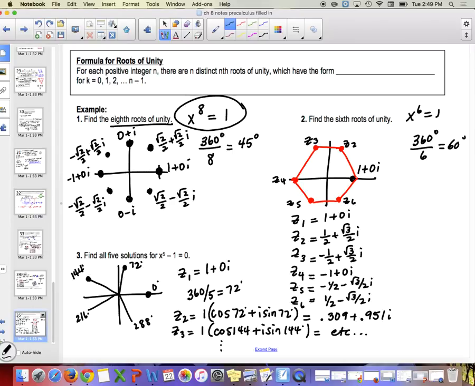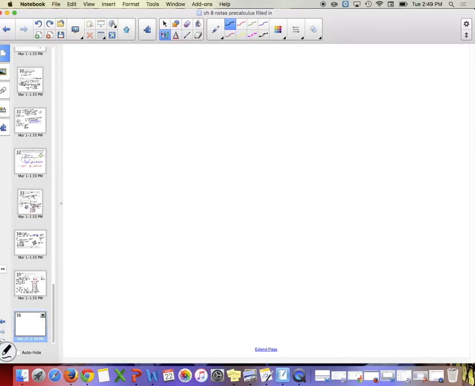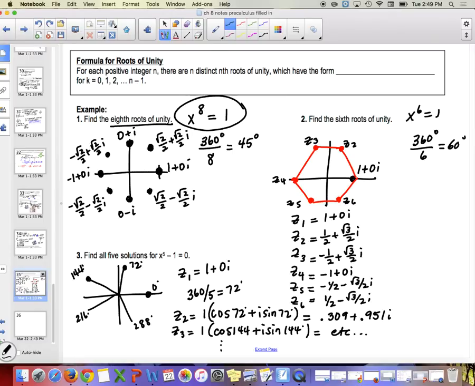Do I have to finish that problem out, or you get the pattern? Good to go? All right. Any questions on any of that? So when in doubt, if you have some kind of root, think about a picture. I think that helps a lot on these problems.